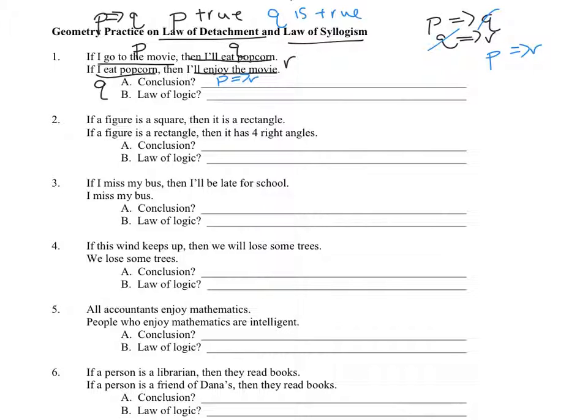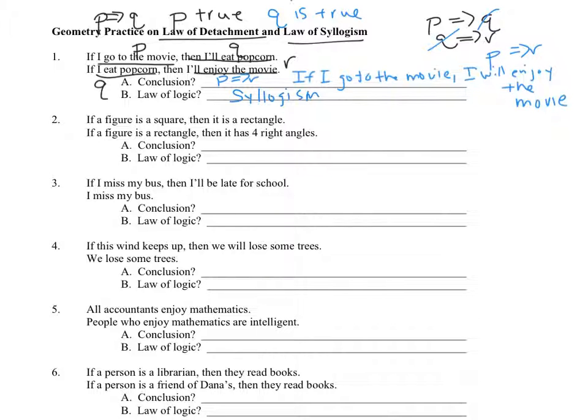And now I'm going to write that out. So if I go to the movie, I will enjoy the movie. That's my conclusion. The conclusion needs to be a sentence, or you could also write nothing if there's nothing to conclude. So the law of logic I used was the syllogism.